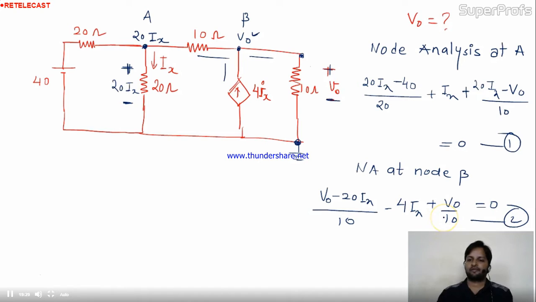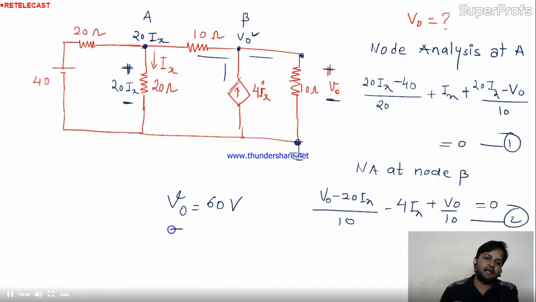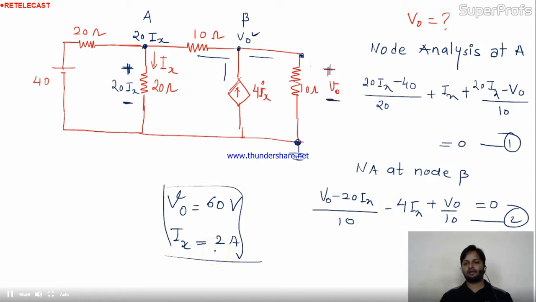Equation 2. Now if you observe these two equations, we have two variables, Ix and V0. Two variables, two equations. You can easily solve these equations. So at the end you will get the output V0 equal to 60 volt and Ix equal to 2 ampere. These are your answers. You can cross check it by solving these two equations on your own.